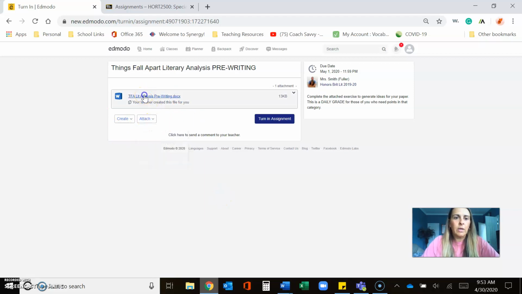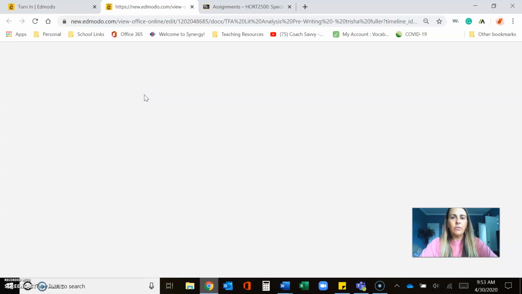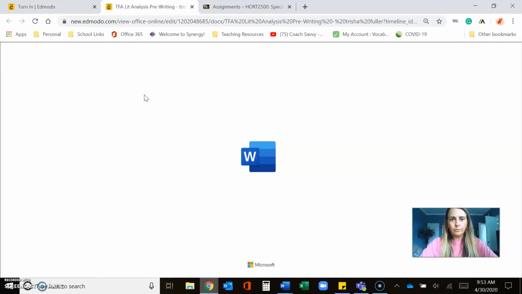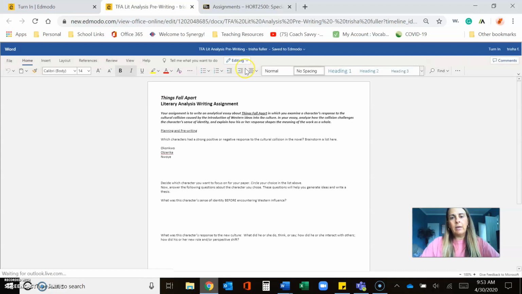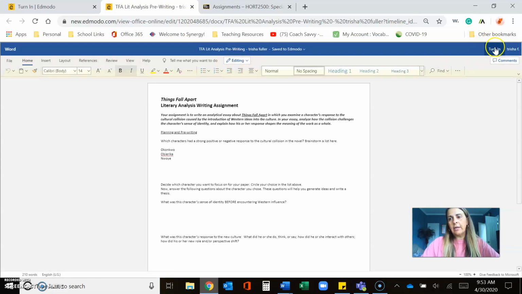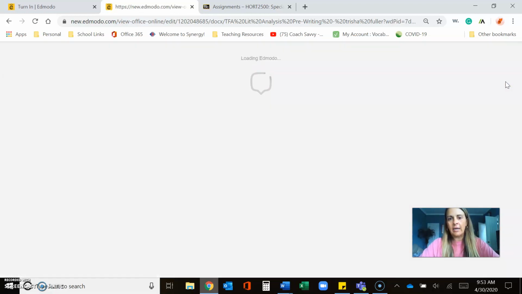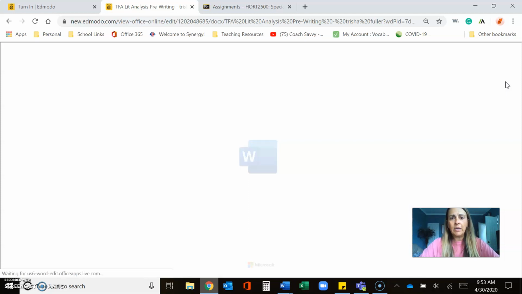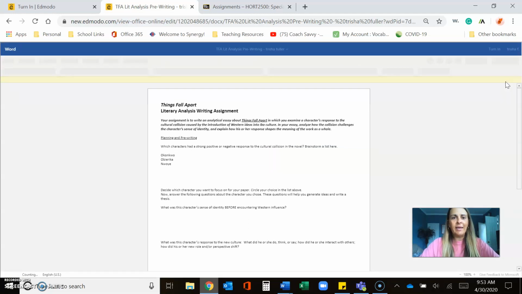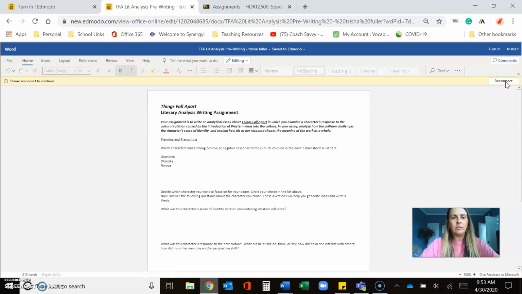Let's see if it's going to be working on my computer. So theoretically, it pops up, and it will pop up in editing mode, as you see right here, and then allow you to turn it in. And this is what I'm talking about. Please reconnect to continue. Reconnect. Every time I try, it won't. The first time I opened it, it worked beautifully. And then when I tried to go back in and open it again, it wasn't working. So maybe it has something to do with that. Again, it's a new feature, so it may have a few glitches.